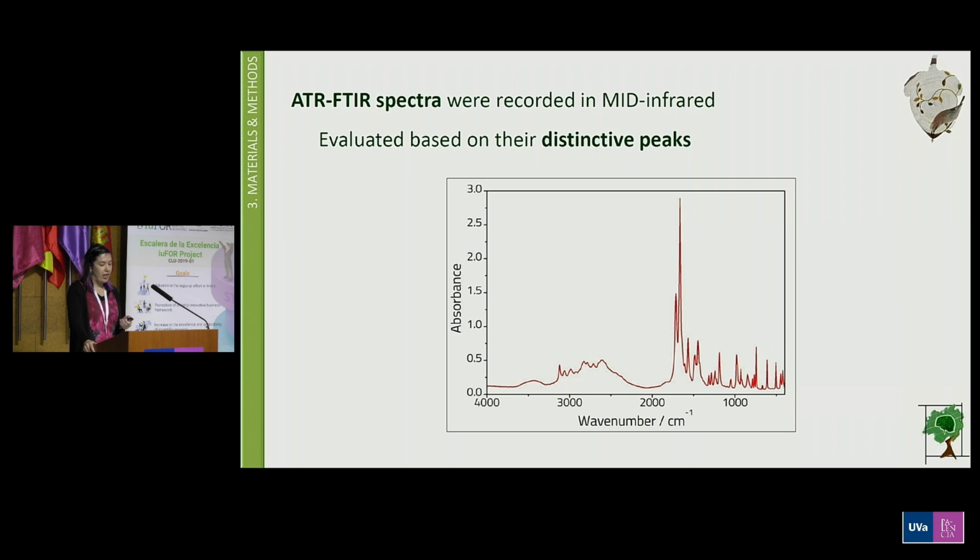So here you can see a spectra of the ATR-FTIR technique. You can see the spectra that we get are something like this. And remember that we are recording in the MIR region, okay? And then what we evaluate is the different peaks of the spectra, which are related to different functional groups.